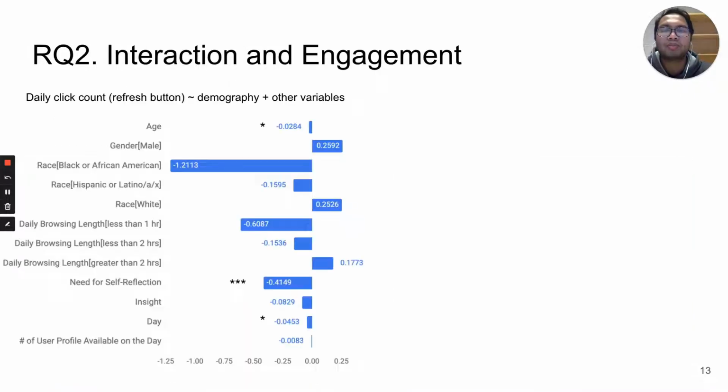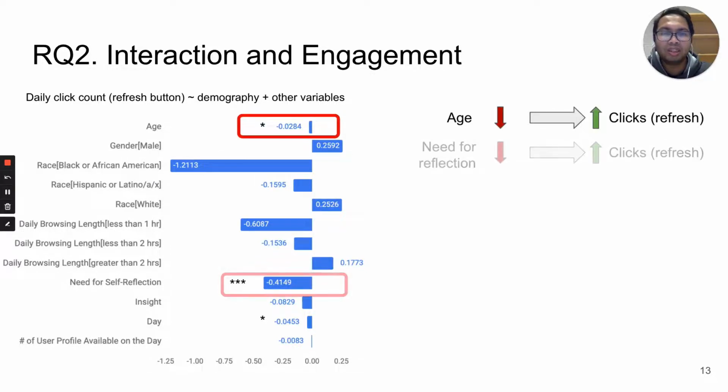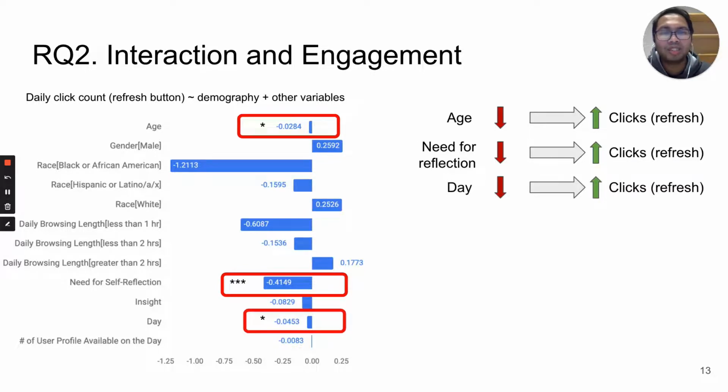Examining users' interaction with OtherTube over time, we saw people with lower age or lower need for reflection interacted more with the buttons. Additionally, as days passed by, the interaction also decreased. We think that one of the reasons behind this limited interaction over time is the limited number of users present in the system for the purpose of the study.